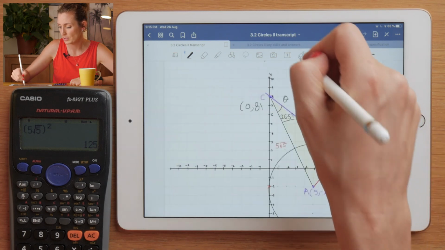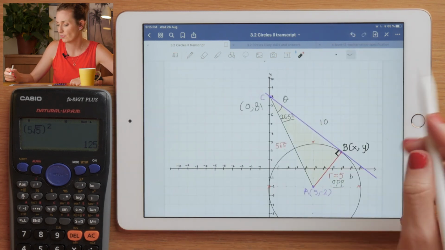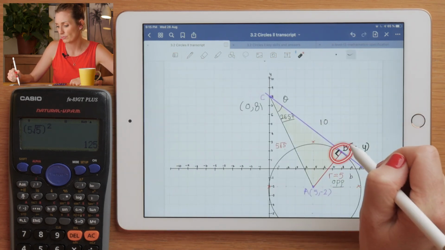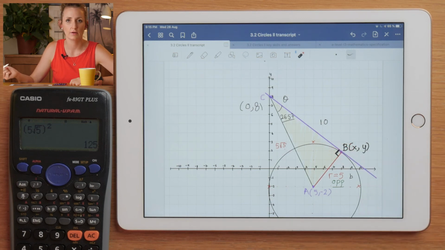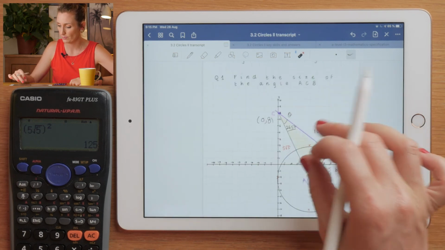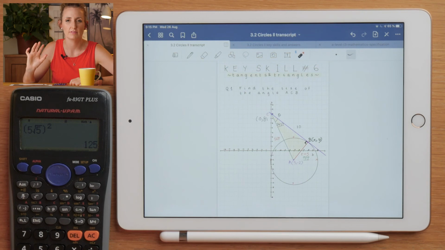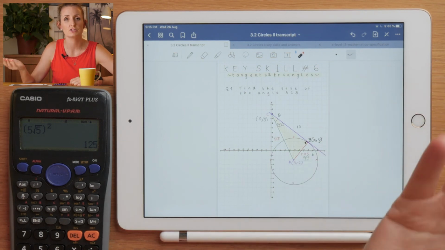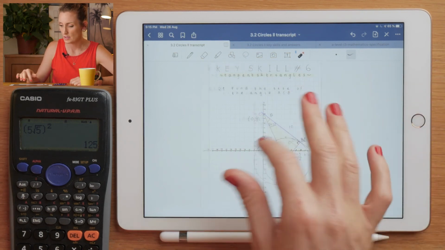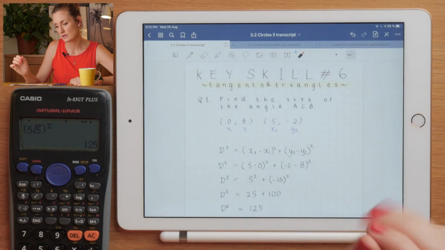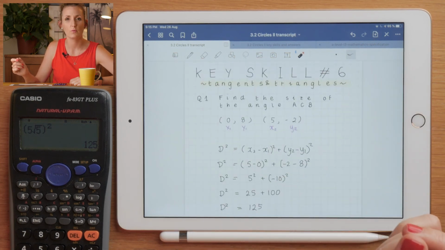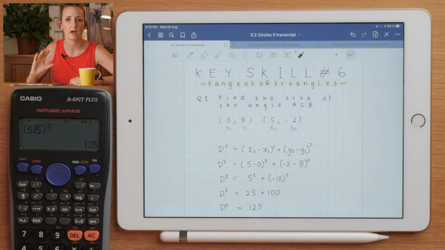Now remember, you can only use the half base times height formula in the situation where you've got a right angle. If it's any other angle, use the half AB sine C formula. If the half AB sine C formula is a bit rusty for you, go back and check out the videos all about sectors. So that's key skill 6, done and dusted. I think once you put the right angle in and you draw the diagram, it becomes quite a simple question. But if you're just reading the text on its own, it feels quite complicated.